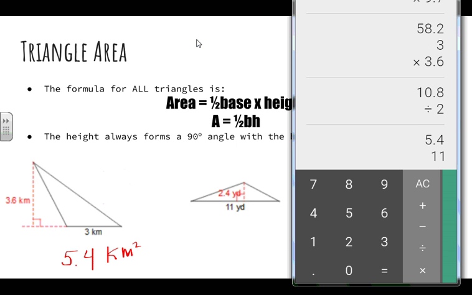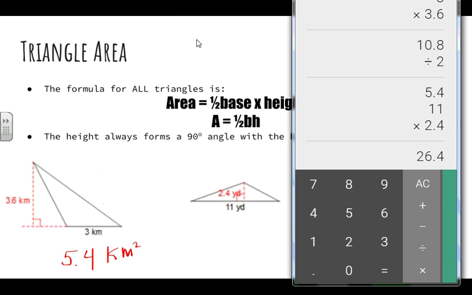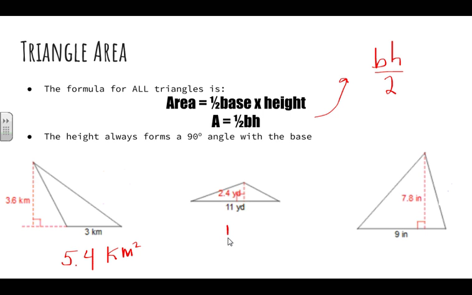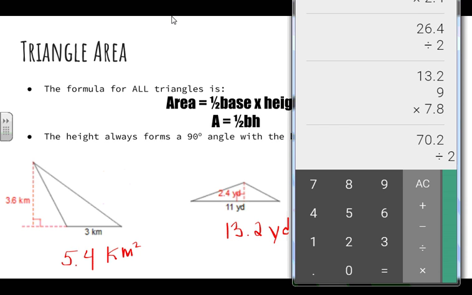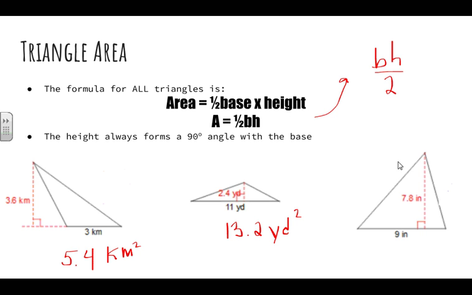All right, this triangle, we have a base of 11 and a height of 2.4. So you multiply 11 times 2.4 to get 26.4, but then you have to divide by 2 to get 13.2 yards squared. Okay, last but not least, we have this triangle with a base of 9 and a height of 7.8. We would multiply 9 times 7.8, and then we would divide by 2 to get 35.1 inches squared.